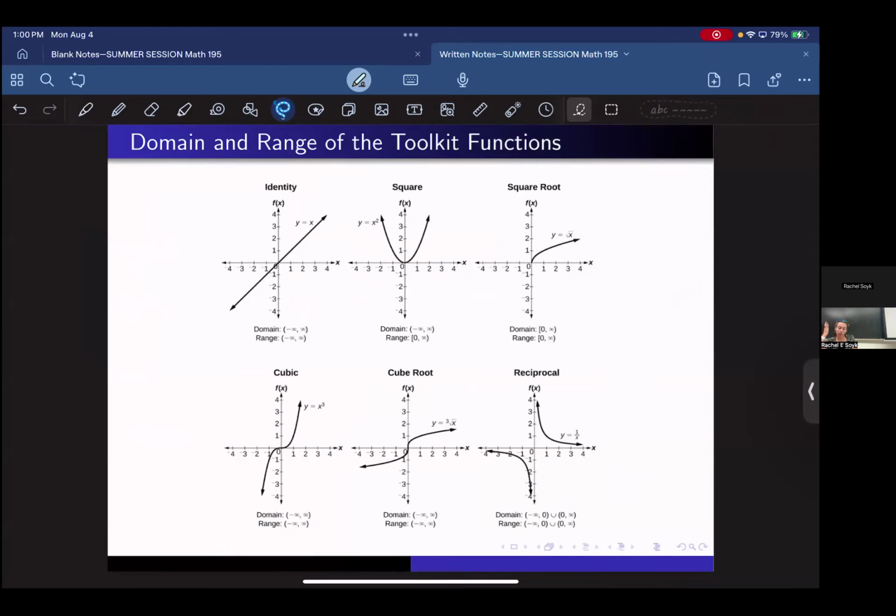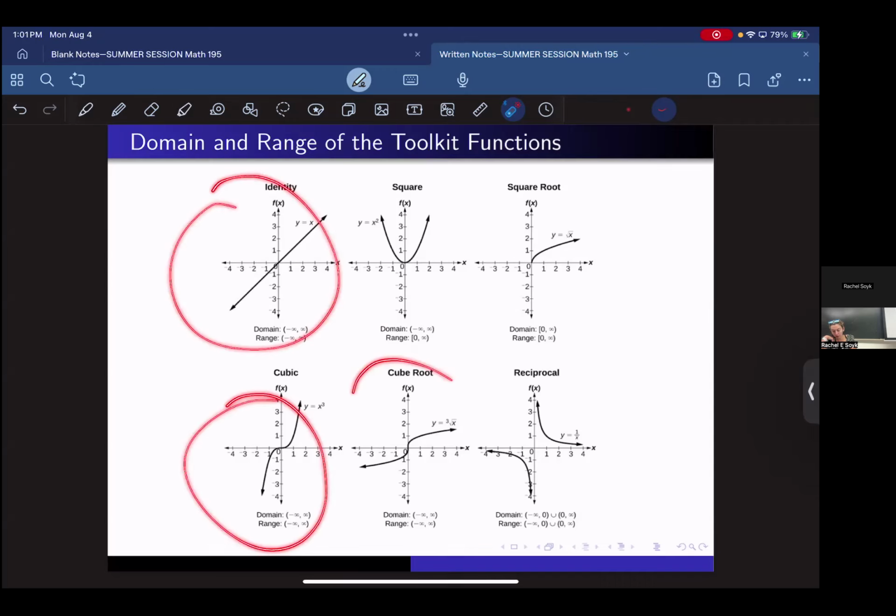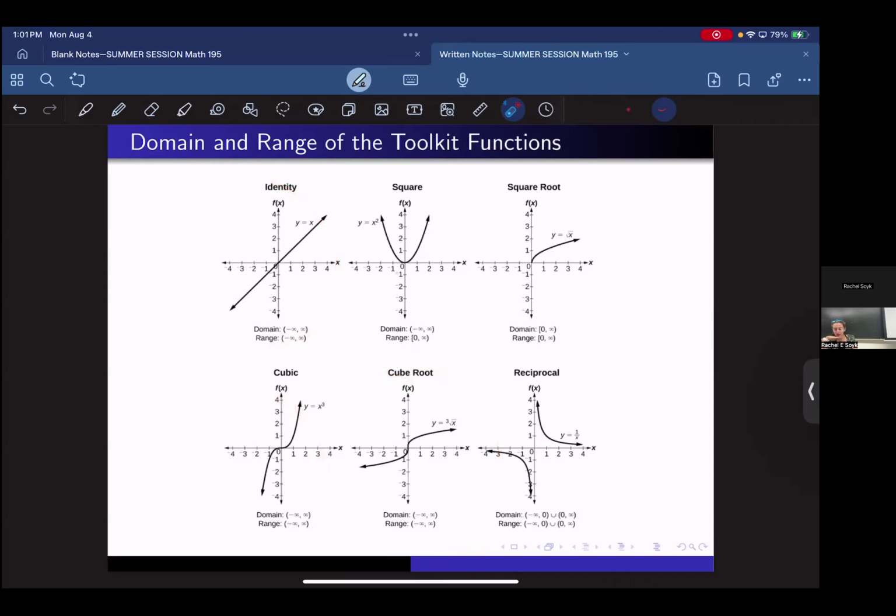And then these are just the domain and ranges of our famous graphs, our toolkit functions. But again, you don't have to memorize this because if you know what the functions look like, then you can very easily identify what your domain and ranges are. A lot of them are all real numbers. These are all real numbers. And then when we're dealing with squares and square roots, then we have a little bit more restriction. The most restriction, I would say, is the reciprocal function, where we have these asymptotes taking place.